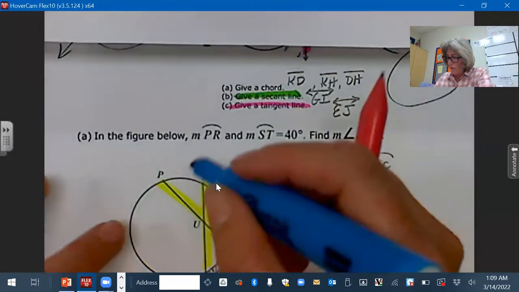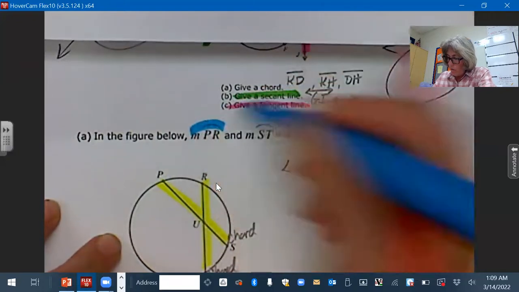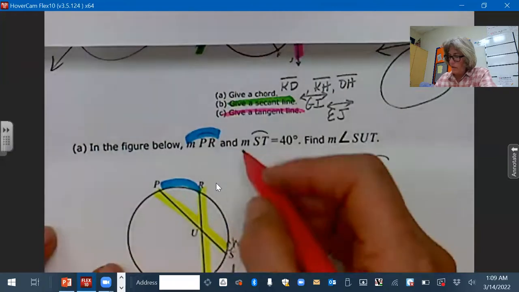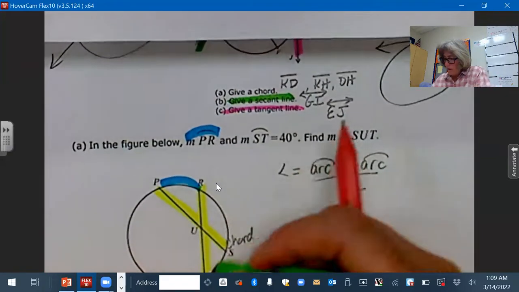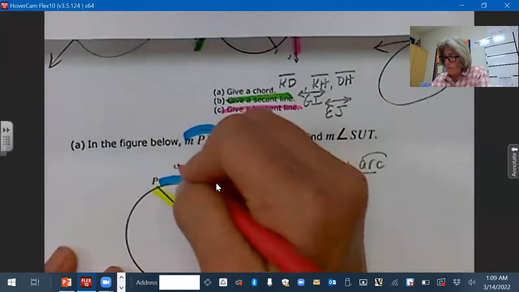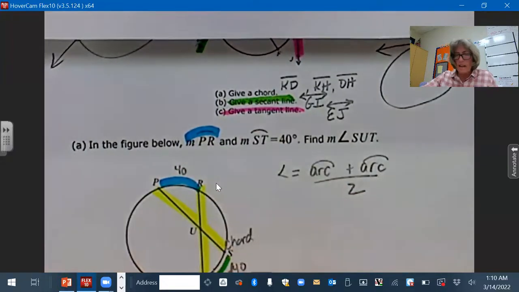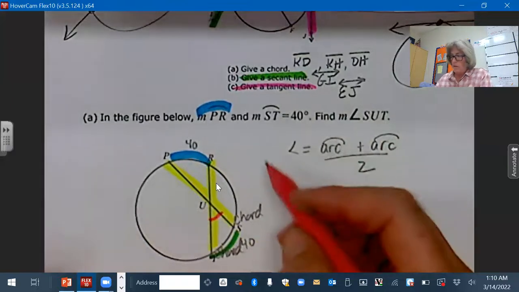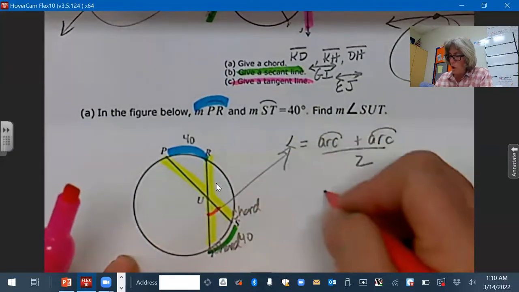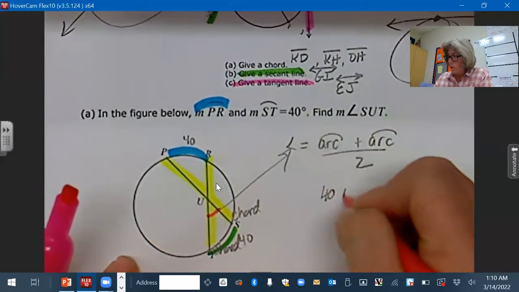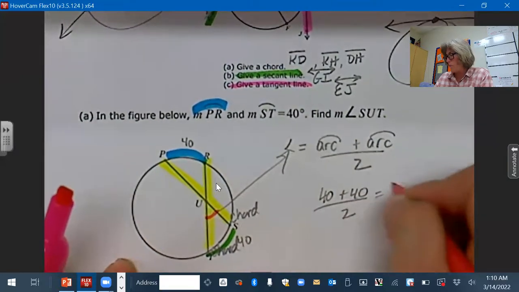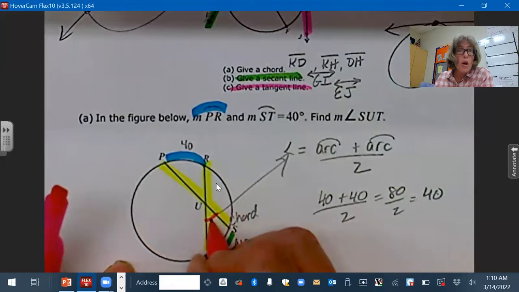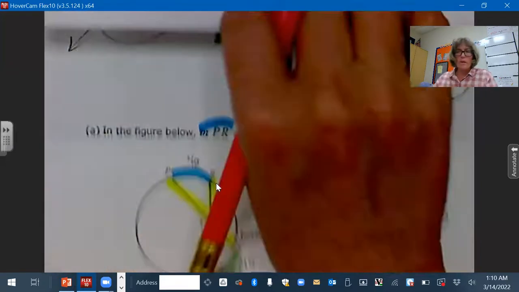So what do we have here? PR and ST are both 40. And it's asking you to find the angle SUT, which is this angle right here. So the angle which we don't know equals big arc plus the other arc over 2. So in this case, this chord angle is 40. We're going to do 3 more.